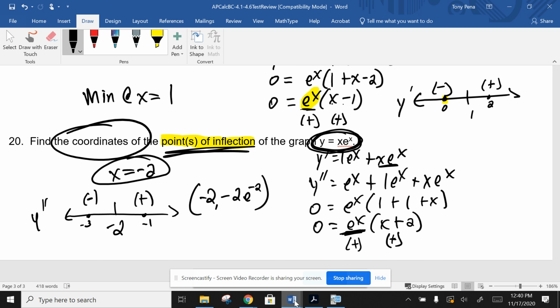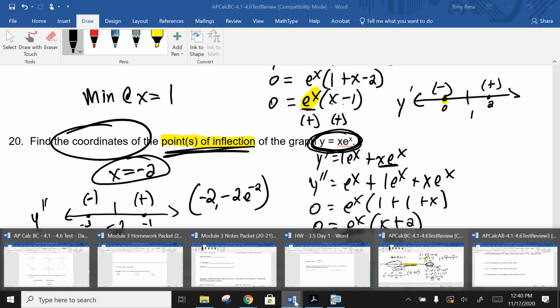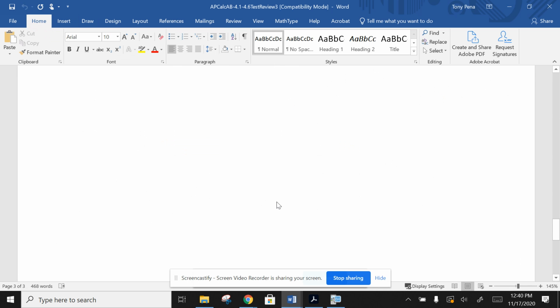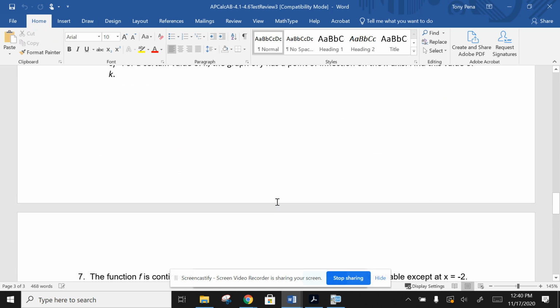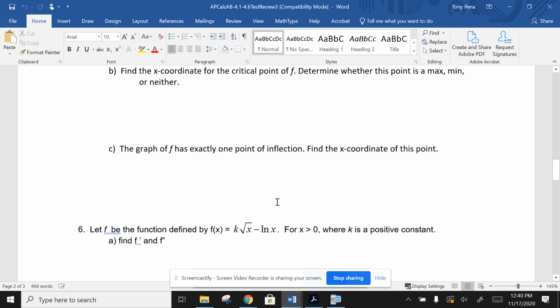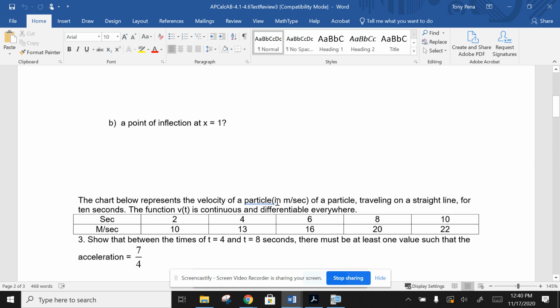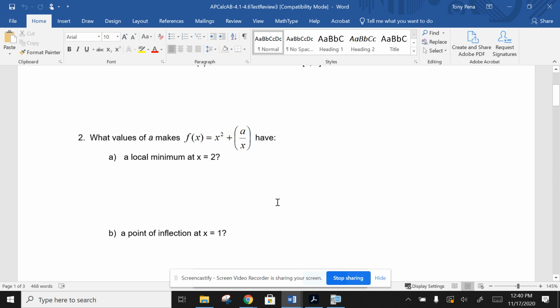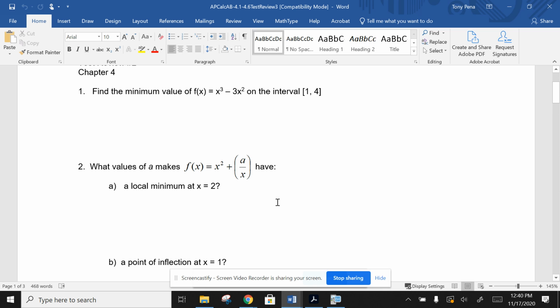Okay, so then with what time we got left, go to the second review. I think I have it out somewhere. See if these numbers are the same. Yes. Okay, so the first one.